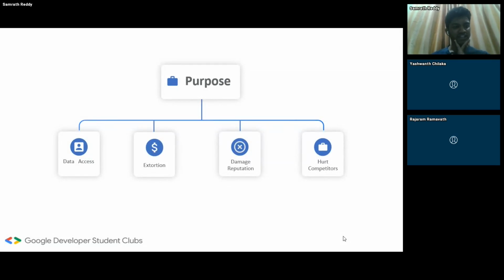I guess the screen is visible right now. So, data access, extortion, damaging reputation, and hurting competitors. Of course, these are all interlinked. So, what is data access firstly?